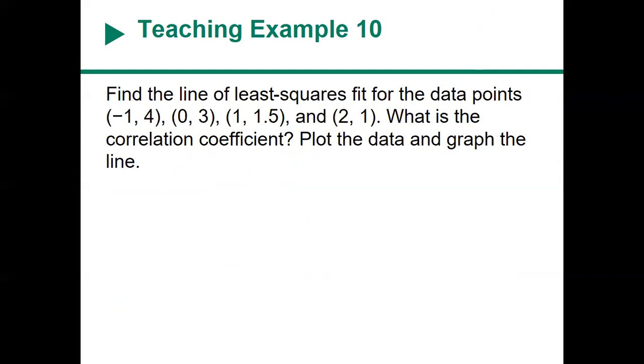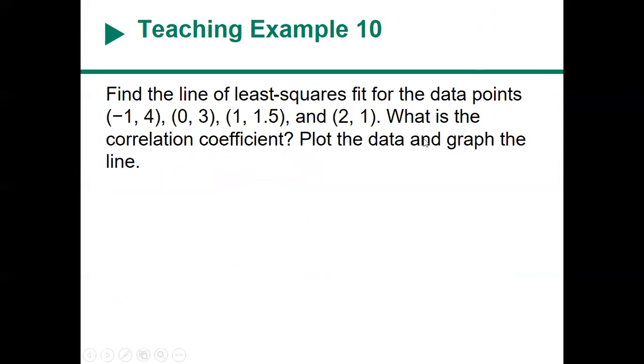So here, this is called a regression model, and it says find the line of least squares fit for the data points -1, 4; 0, 3; 1, 1.5; and 2, 1. What is the correlation coefficient? Plot the data and graph the line. This is what we call a regression model.